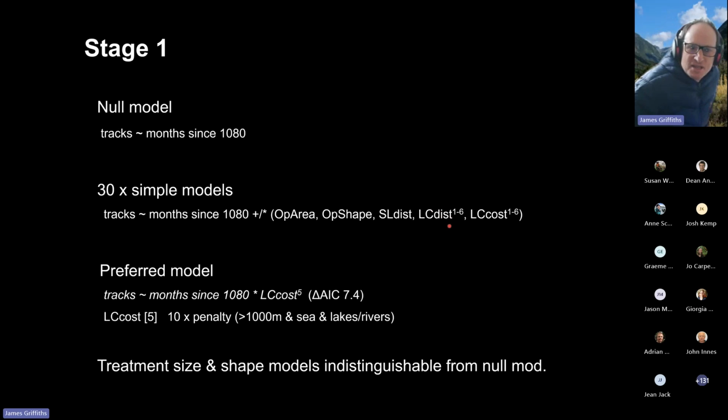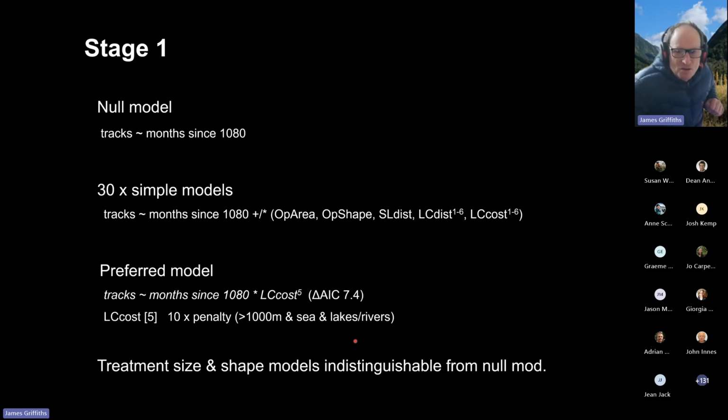Just to note that we had 6 least cost distances based on each of those 6 surfaces, and 6 least cost cumulative costs, which is the cost of travelling along that line if you add up all of the costs of the pixels that line traverses.